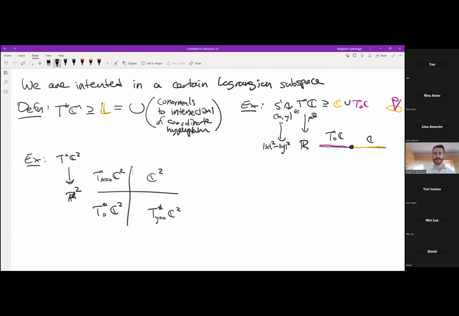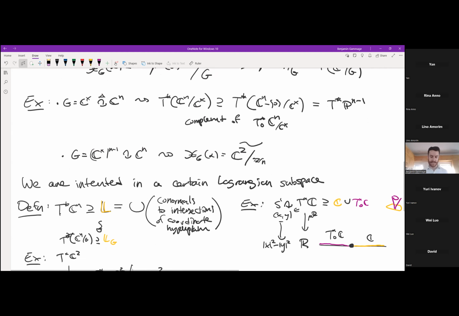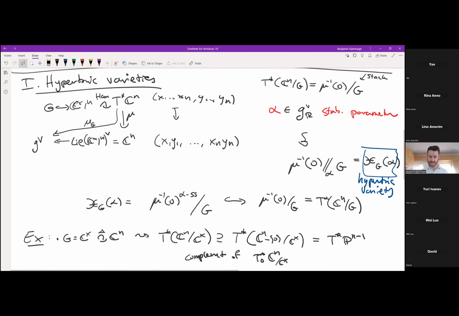And similarly, since I'm going to be interested in these stacks also, this L defines a Lagrangian inside of the cotangent bundle of C to the N mod G also. I'll call this LG, the image of this thing downstairs. One way you can say this is that this L is totally contained inside of mu inverse of zero.